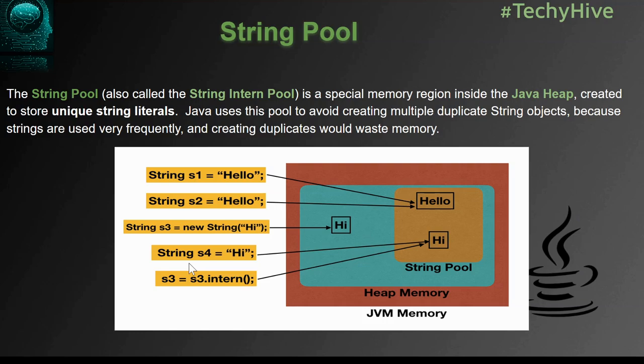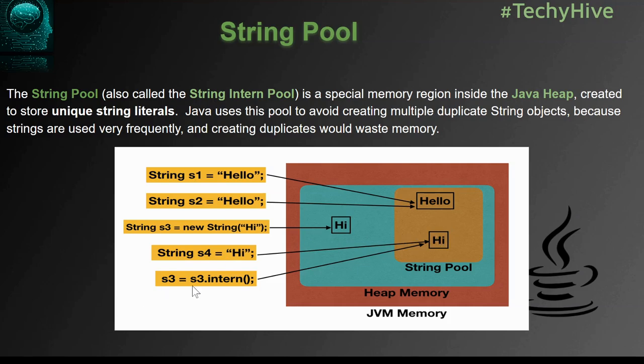Let's say we have another object, String s4 = "hi", and this is a literal. Remember, all literals will go to the string pool, so this "hi" will go to the string pool. Now there will be two instances of "hi": one created by the new operator in the heap, and another one created for s4 in the string pool.